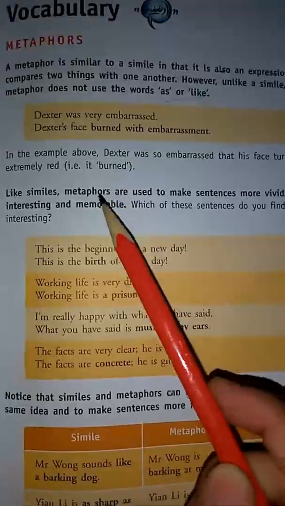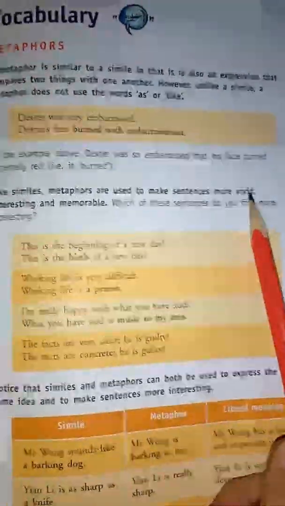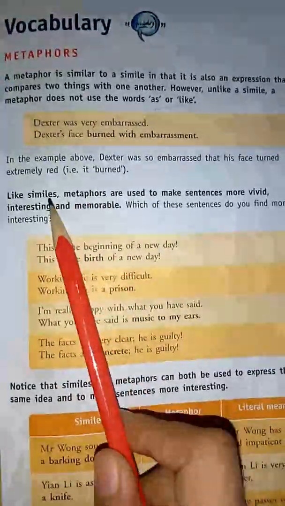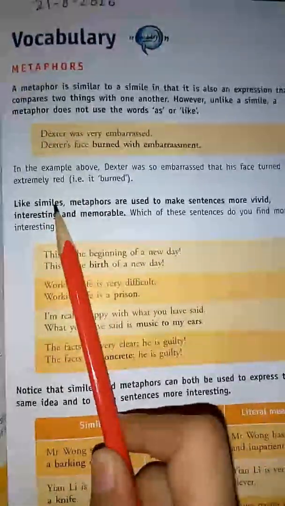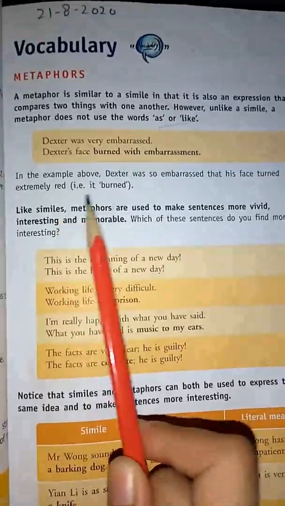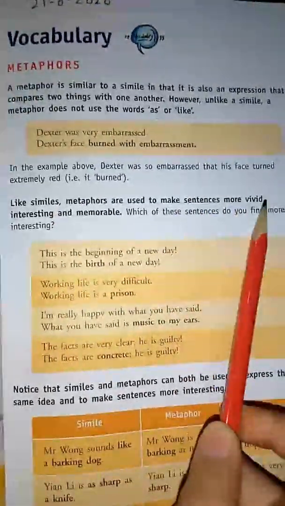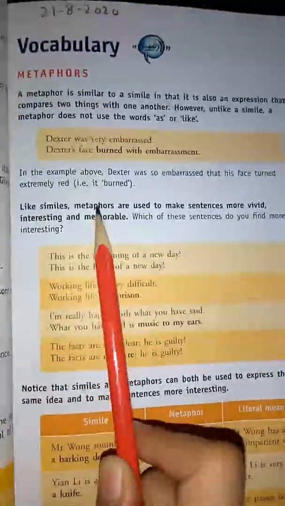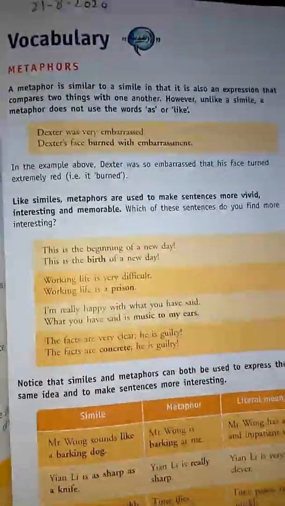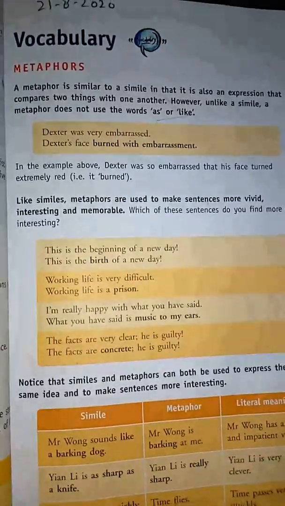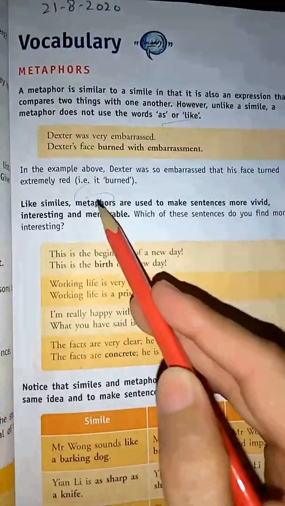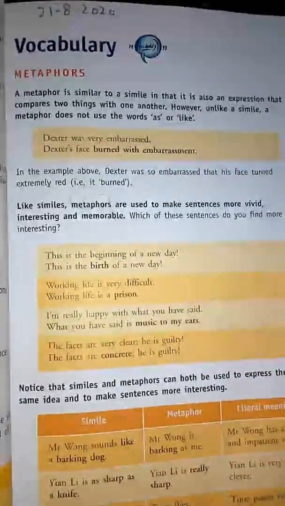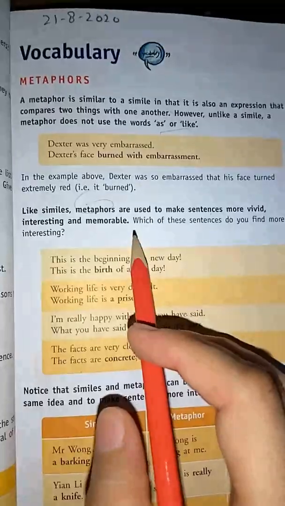Like similes, metaphors are used to make sentences more vivid, interesting, and memorable. It functions the same as a simile. What is the function of the simile? It wants to make a sentence more vivid, more clear, more interesting, and more memorable to the readers. Metaphors work the same as similes, making sentences more vivid, more interesting, and more memorable.